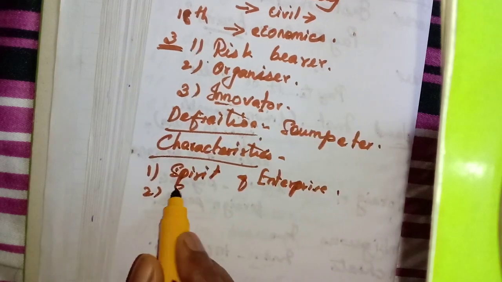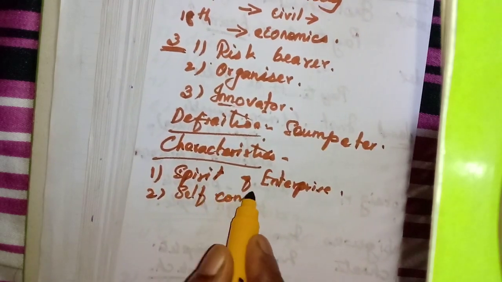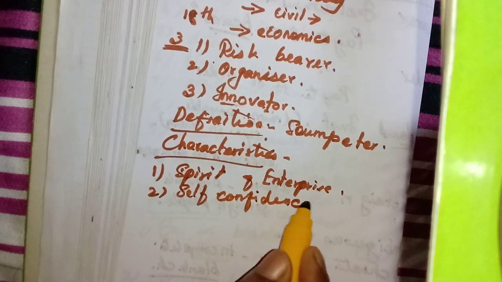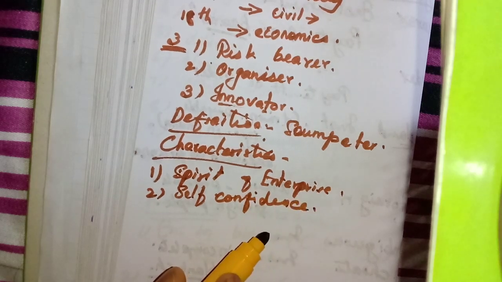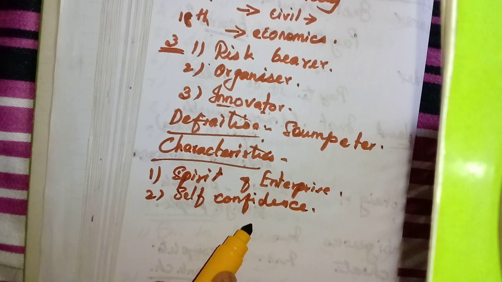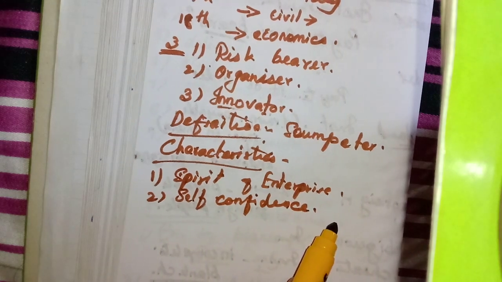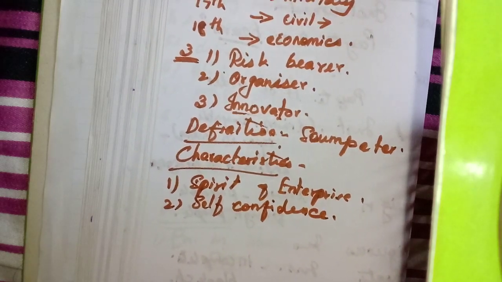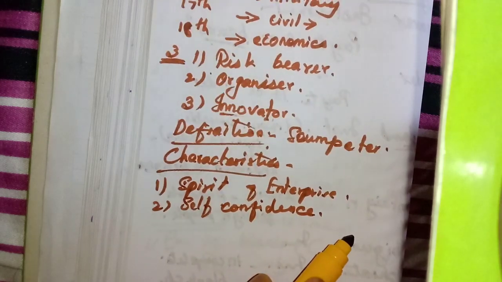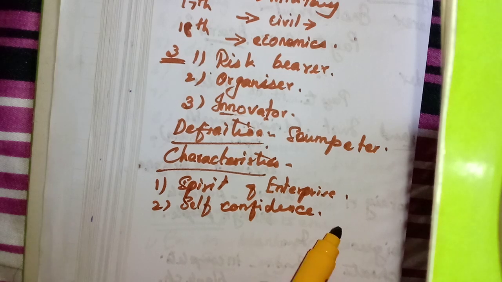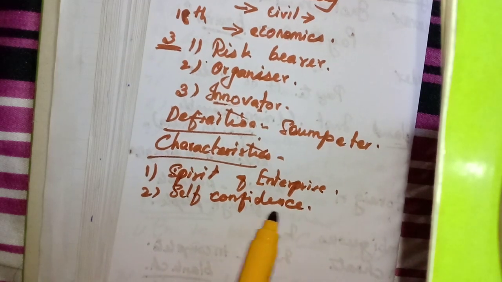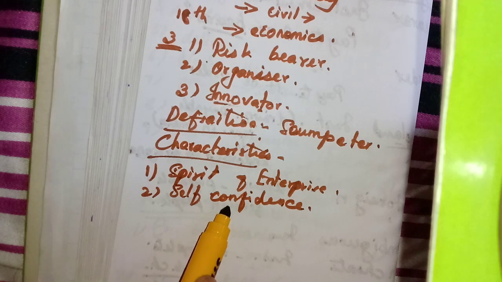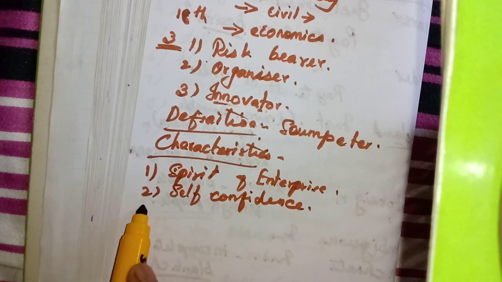Then the next one, related to this one, self-confidence. He must have self-confidence in order to achieve his business goal, isn't it? I will achieve this one. There also he may have to face many obstacles. That means many inconveniences will be there, or frustration, or any obstacles will be coming on the way of achieving his goal. There he has to stand with self-confidence.